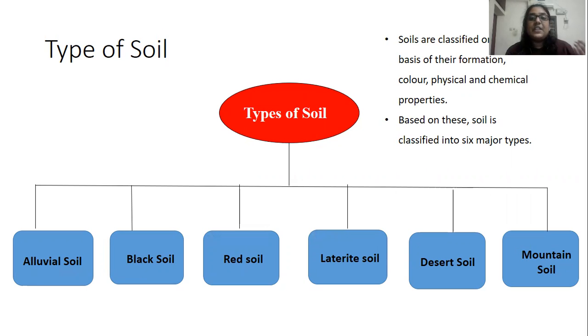Okay. So after considering all these factors, we divide soil into six major types. There are six types of soil and they are classified due to certain factors. What are the factors? Formation, color, physical and chemical properties. Let's see what are the six different types of soil. So, alluvial soil, black soil, red soil, laterite soil, desert soil, mountain soil. Six types of soil.